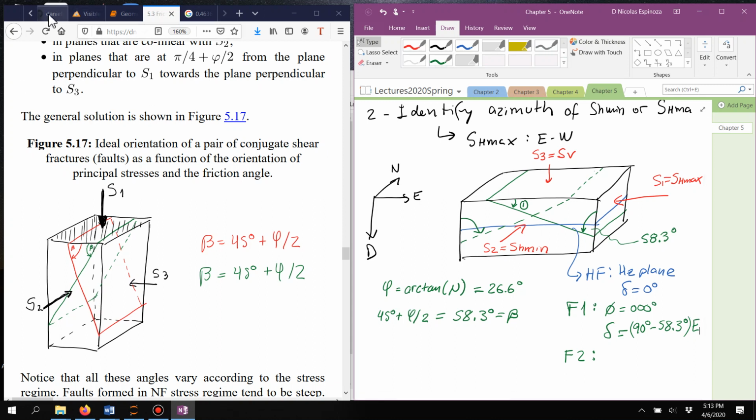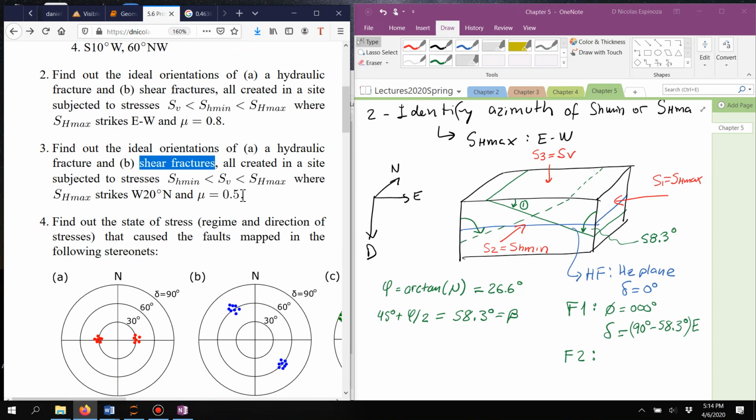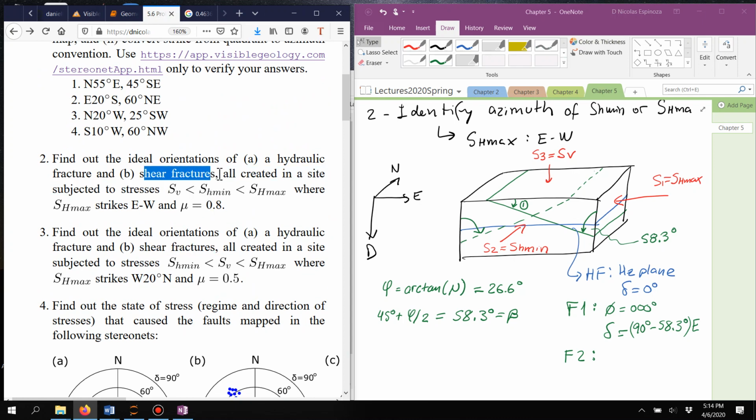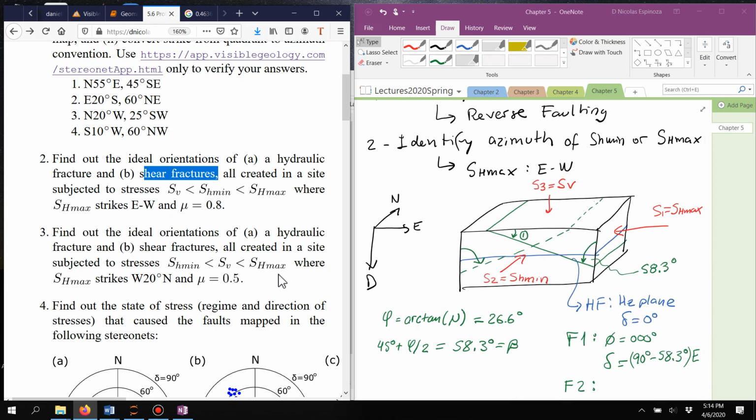Problem number 3 is quite similar, but with another state of stress. So it's not going to be exactly the same, but it's very similar, and you have some examples in the notes. I also explain how to do one of those. First, remember, recognize the stress regime, the direction of one of the horizontal stresses. With that, you can already tell what the hydraulic fracture orientation is, and then later you can get the orientation of the faults or ideal shear fractures.